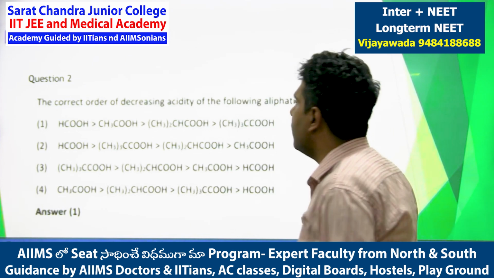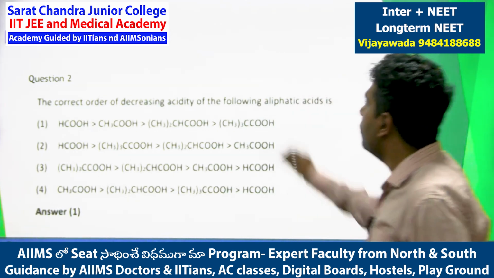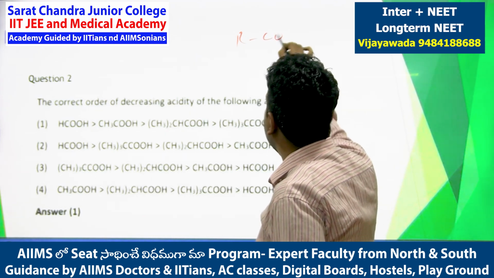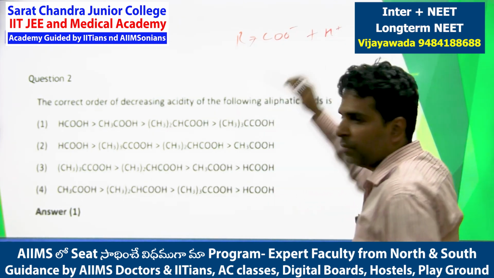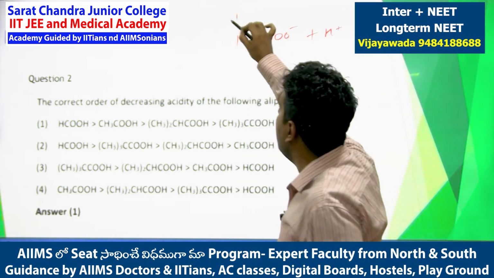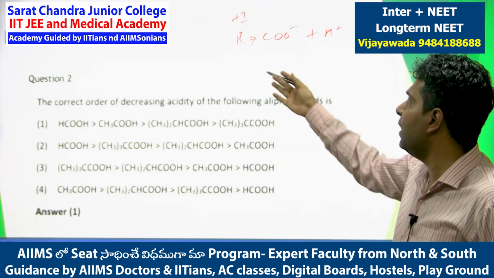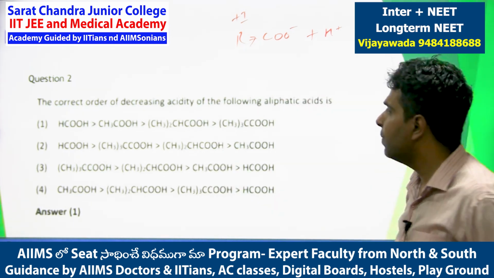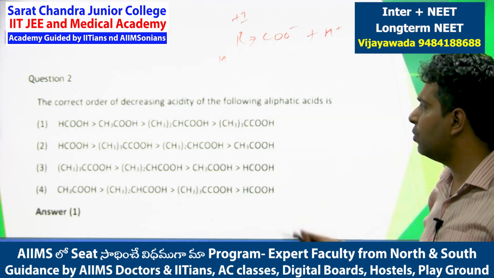Next question. The correct order of decreasing acidity of the following aliphatic acids. In carboxylic acid, the acidity will depend upon the stability of the conjugate base. The more the inductive effect of the alkyl group, the less stable is the conjugate base. So the inductive effect will destabilize the conjugate base. In formic acid, the formate ion will be the most stable conjugate base. So formic acid will be the strongest acid.